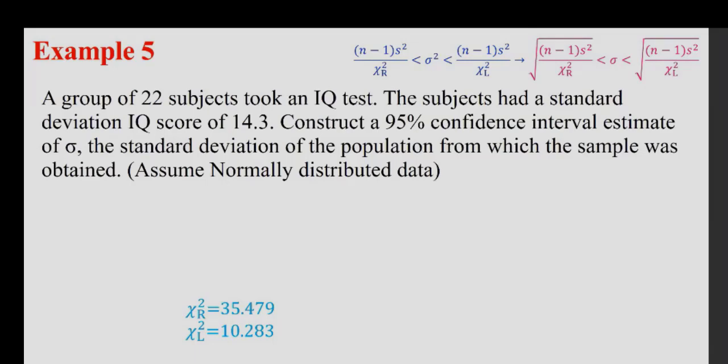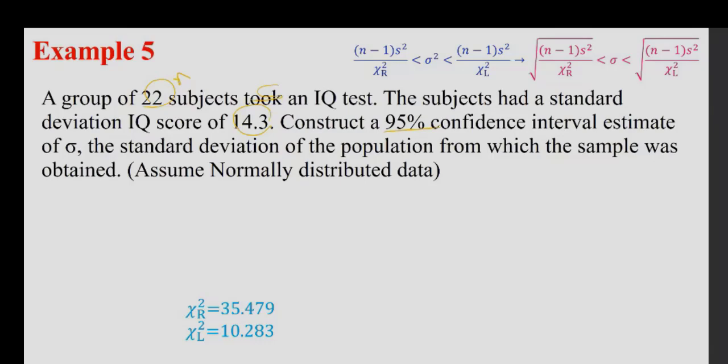The very first number is 22, the number of subjects. The next thing is this number: those 22 subjects had a standard deviation. So it's s, not sigma, because it refers to the 22 subjects. And of course, a 95% confidence interval needs to be made, assuming normal distribution.